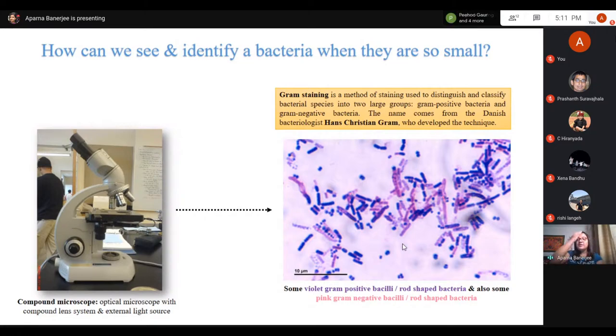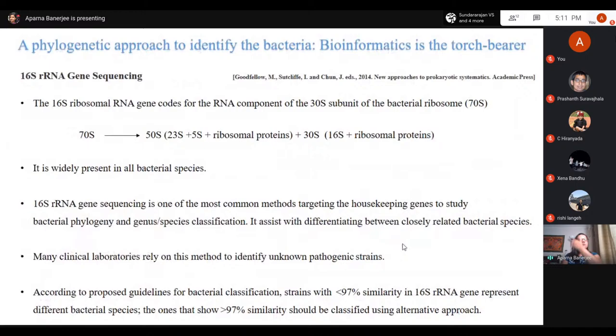Bioinformatics is a subject which cannot go alone, and microbiology is a subject which cannot go alone without holding the hand of bioinformatics. There is a phylogenetic approach to identify bacteria, and bioinformatics is the torchbearer there. This process is called 16S gene sequencing.